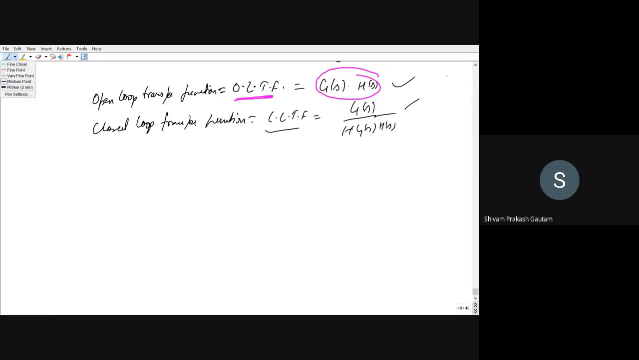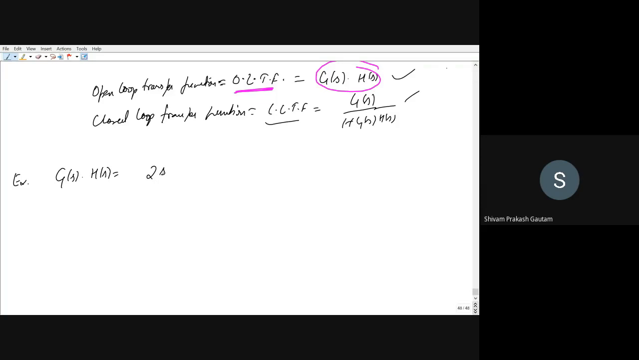Type and order will always be defined by the open loop transfer function. Let us say I am having an open loop transfer function. So how will I write? G(s)H(s). This is my open loop transfer function. I am directly giving you the open loop transfer function: (2s plus 1) divided by (s to the power 3 plus 2s square plus 3s).